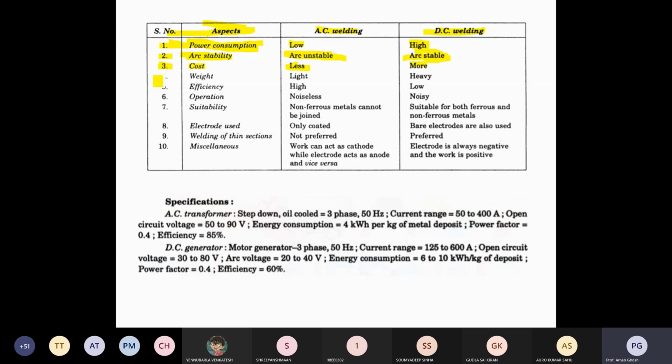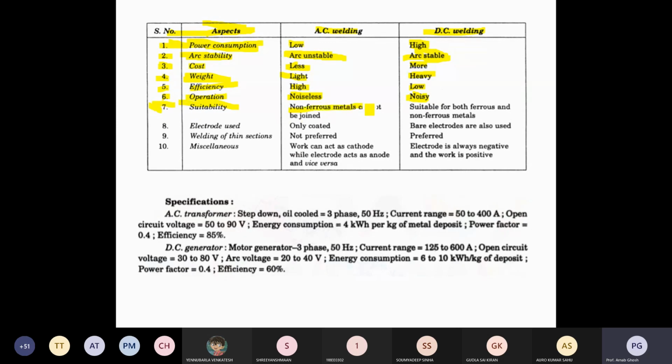Point number four is weight. Weight is light in case of AC welding and heavier in case of DC welding. Five is the efficiency. Efficiency is high in case of AC and low for DC welding. Six, the operation: AC is noiseless operation and DC welding is noisy operation. Then suitability, which one is more suitable, that you can see.